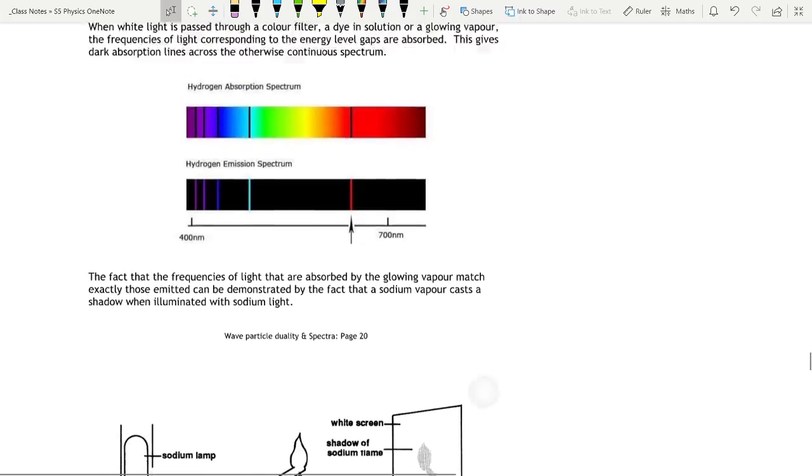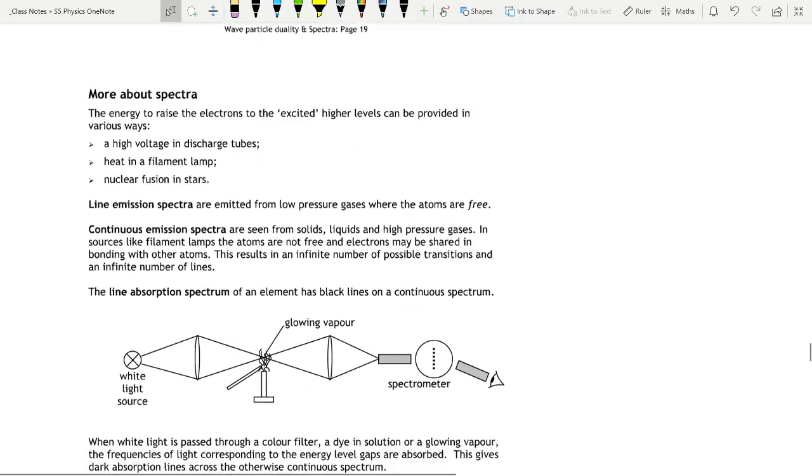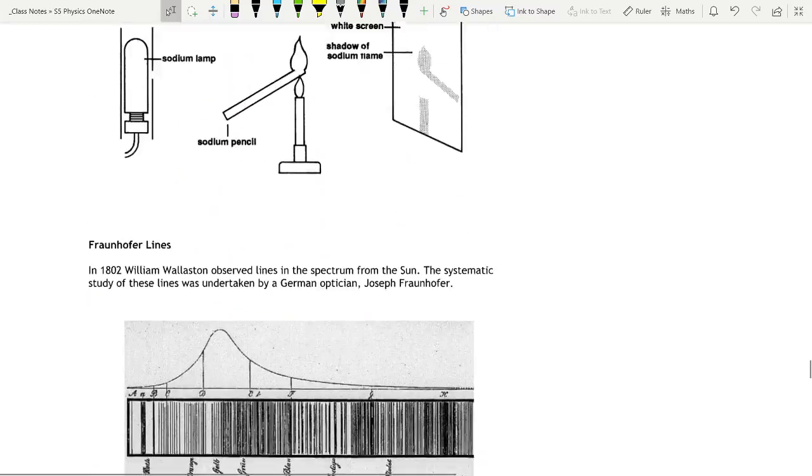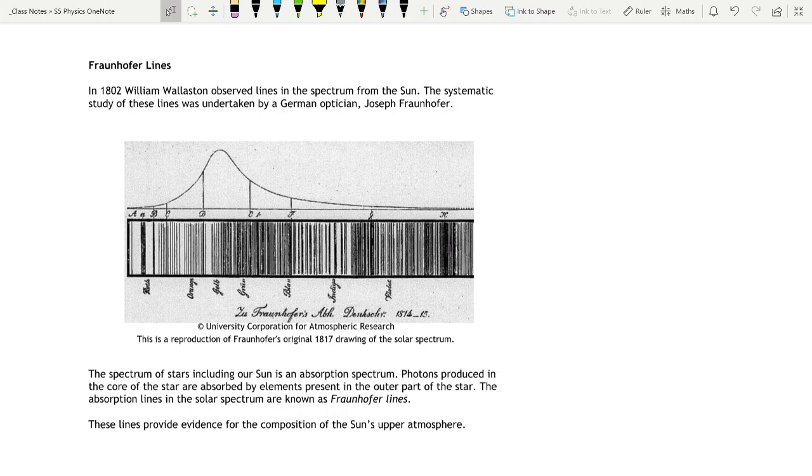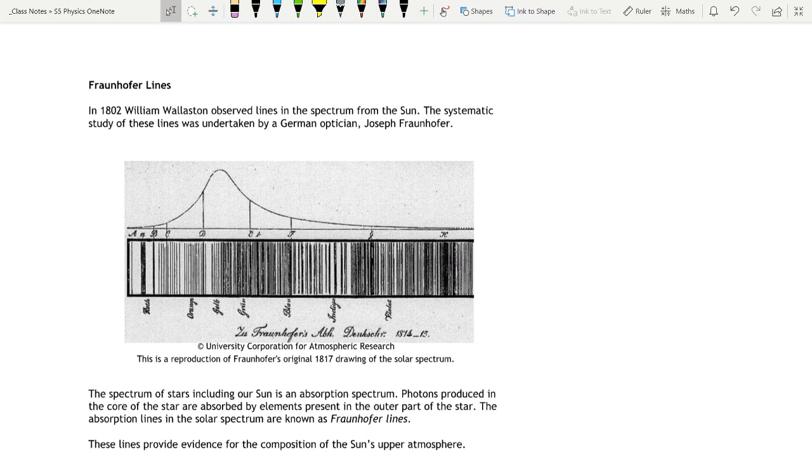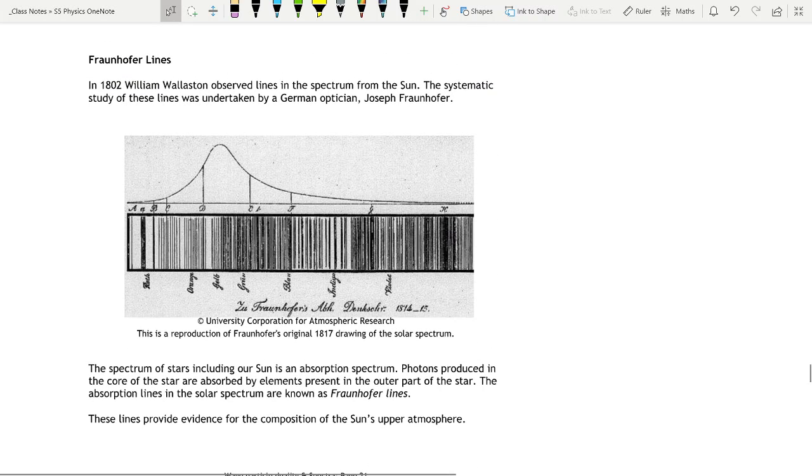So what I'd like you to do is just read through those, that's pages 20 and 21, and then you can continue with your questions, but we don't really have that much time left. Tomorrow we'll talk about putting numbers to spectra. So read through pages 20 and 21, and just continue with questions.